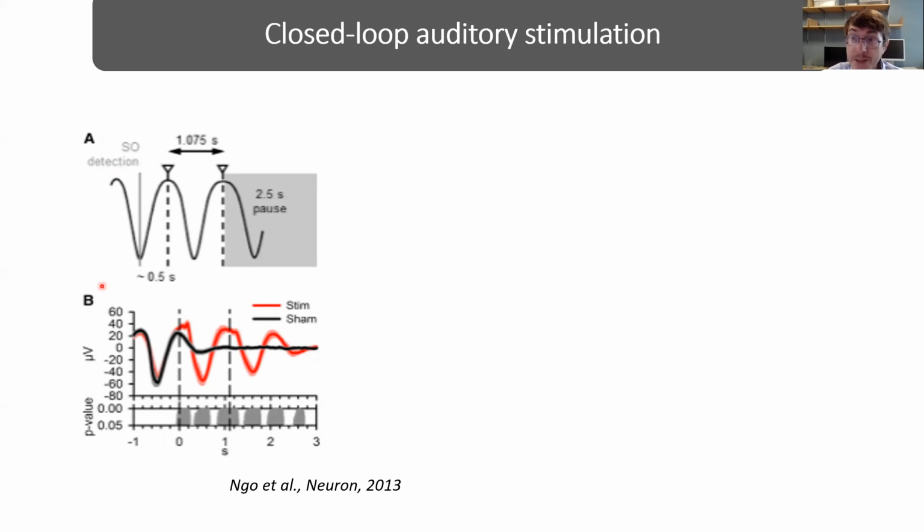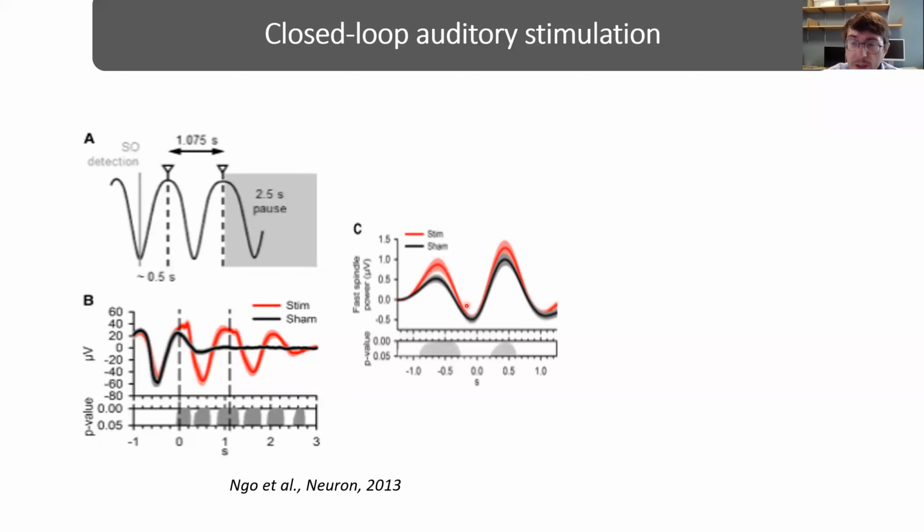For their specific setup, they were doing 2 stimuli at subsequent slow oscillation upstates. What you see here in B is the slow oscillation amplitude on the y-axis, time on the x-axis, and these dotted lines are when they delivered the sound, or in the sham, when they detected the slow oscillation and would have delivered the sound. And you see that with stimulation, you do evoke additional slow oscillations.